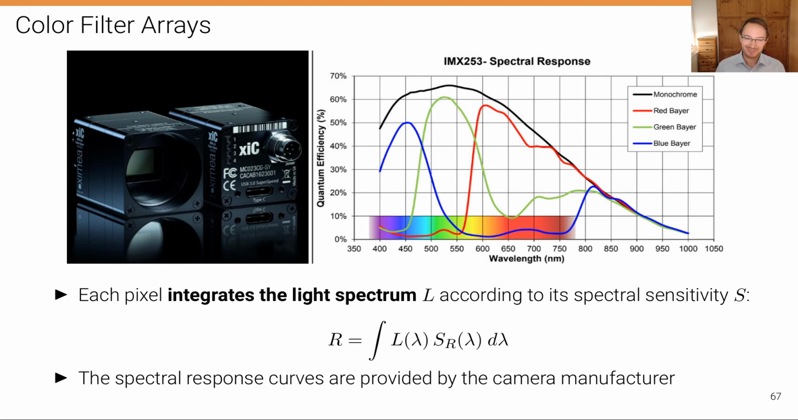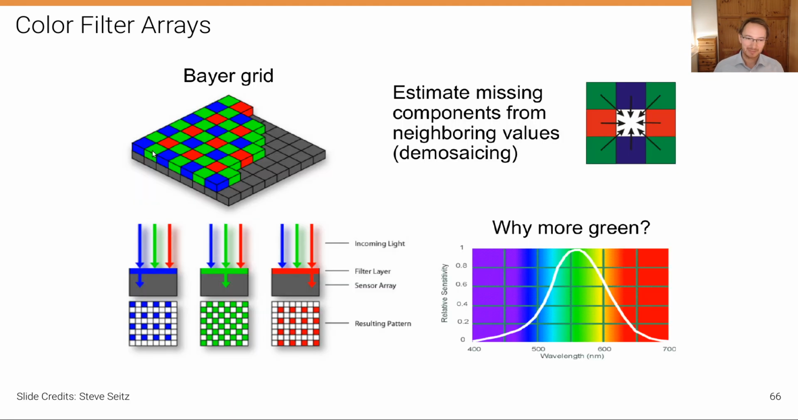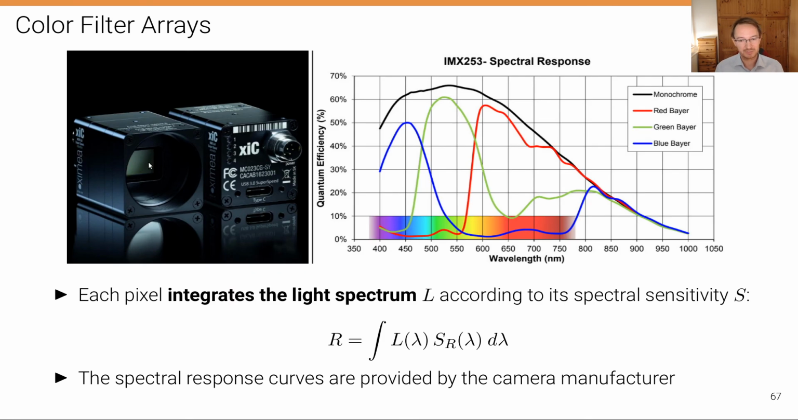Now, these individual pixels, of course, don't just record a single wavelength, but they record an entire range of the green spectrum, for instance. And what that looks like depends really on the particular sensor that you're using. The so-called spectral response curve of each pixel or each color is typically provided by the camera manufacturer.